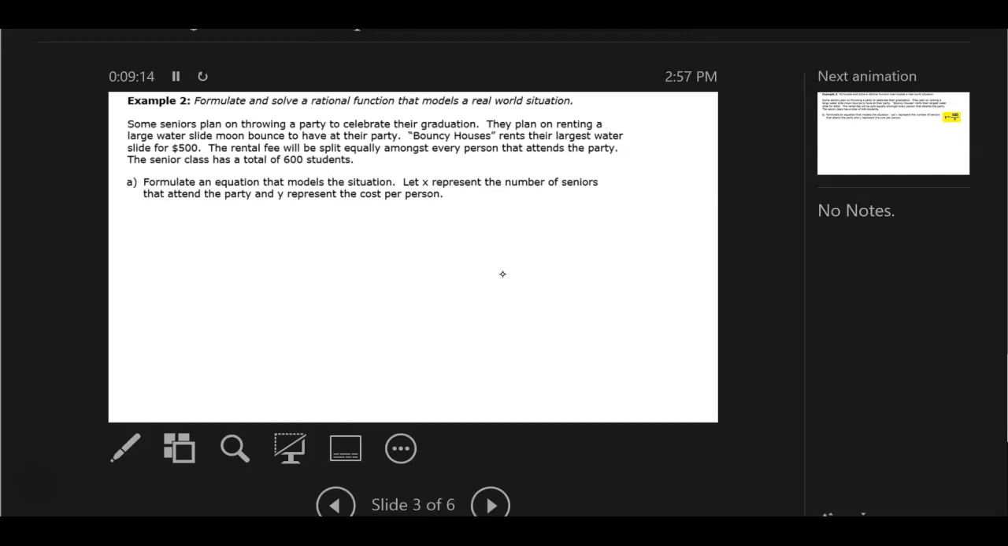So let's go ahead and write this equation down. It looks like this. Y equals, price per person equals 500 over X, which means 500 divided by the number of people attending, the seniors.